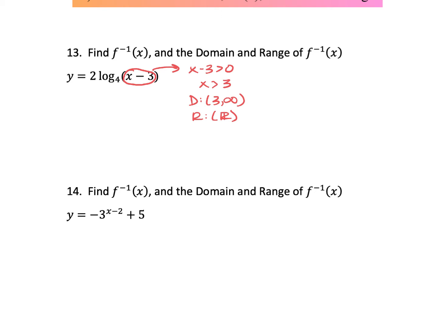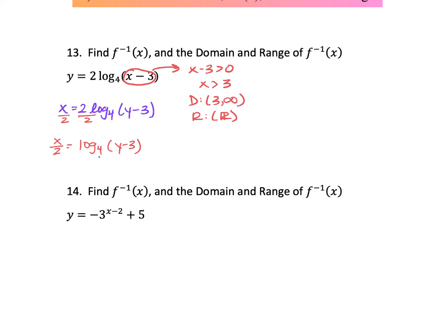Finding the inverse function now is going to require me to swap the location of my variables and then solve for y. So I'm going to first divide both sides by 2. I get x over 2 is equal to the log base 4 of y minus 3.